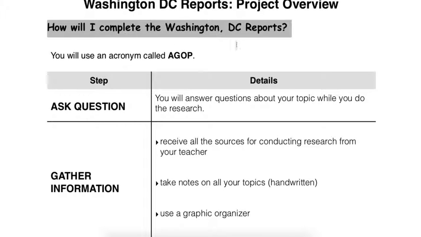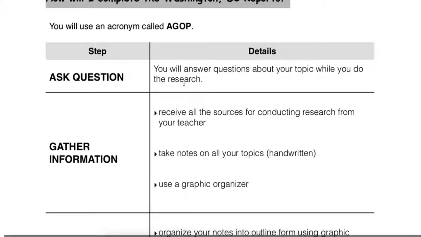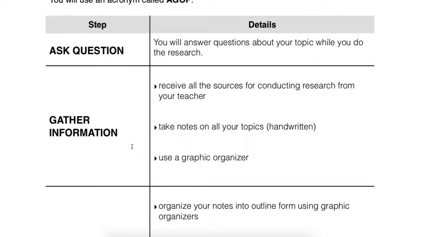How will I complete the Washington, D.C. reports? Well, we use this system called AGOP. A stands for asking questions. A lot of your notes are going to be organized around these questions that I have used as prompts for what information is the most important. G stands for gathering information. So the first phase is to gather information or take notes.